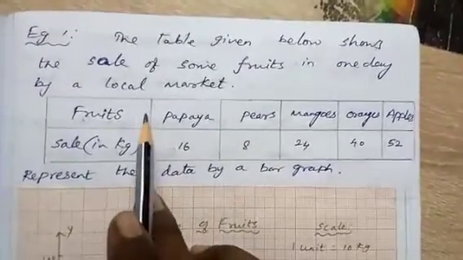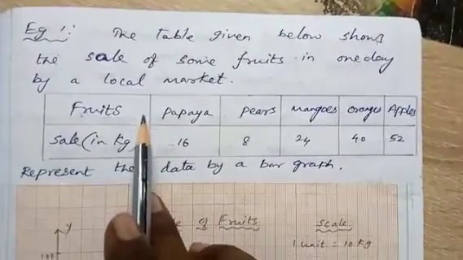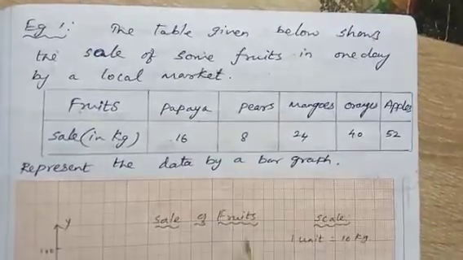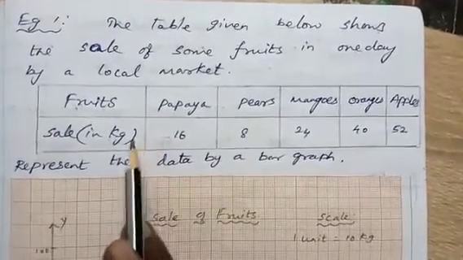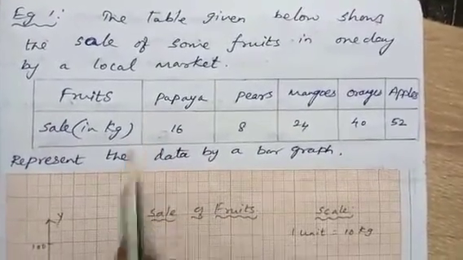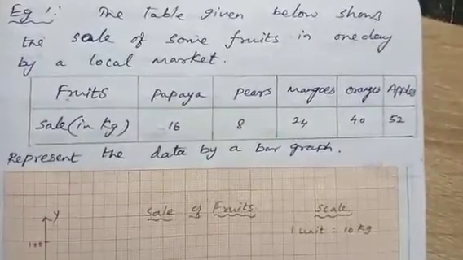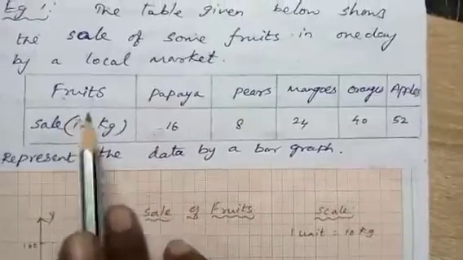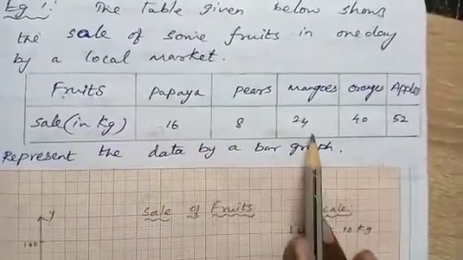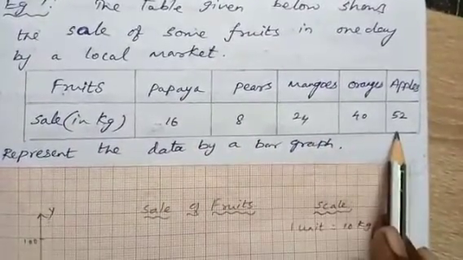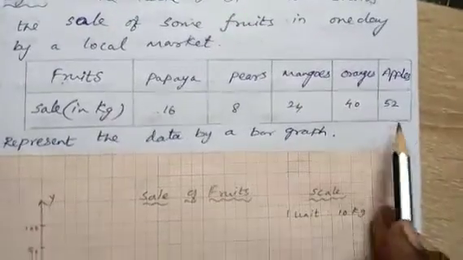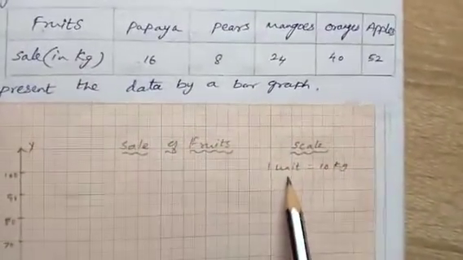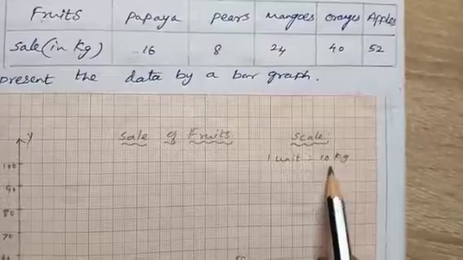Here, take the fruits along the x-axis and the sale in kilogram along the y-axis. Construct the bars of the same width with the same distance between them. Here the sale in kilogram is 16, 8, 24, 40, 52. Take the scale in the vertical line: 1 unit is equal to 10 kilogram.